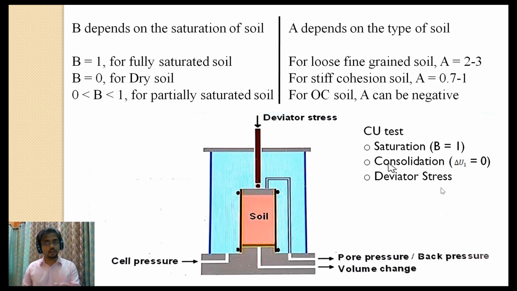So some amount of excess water pressure has been generated there. Now I have kept my drainage valve open, so the excess water pressure will dissipate with time. When that excess water pressure is equal to zero, that means the change in excess water pressure will be zero.